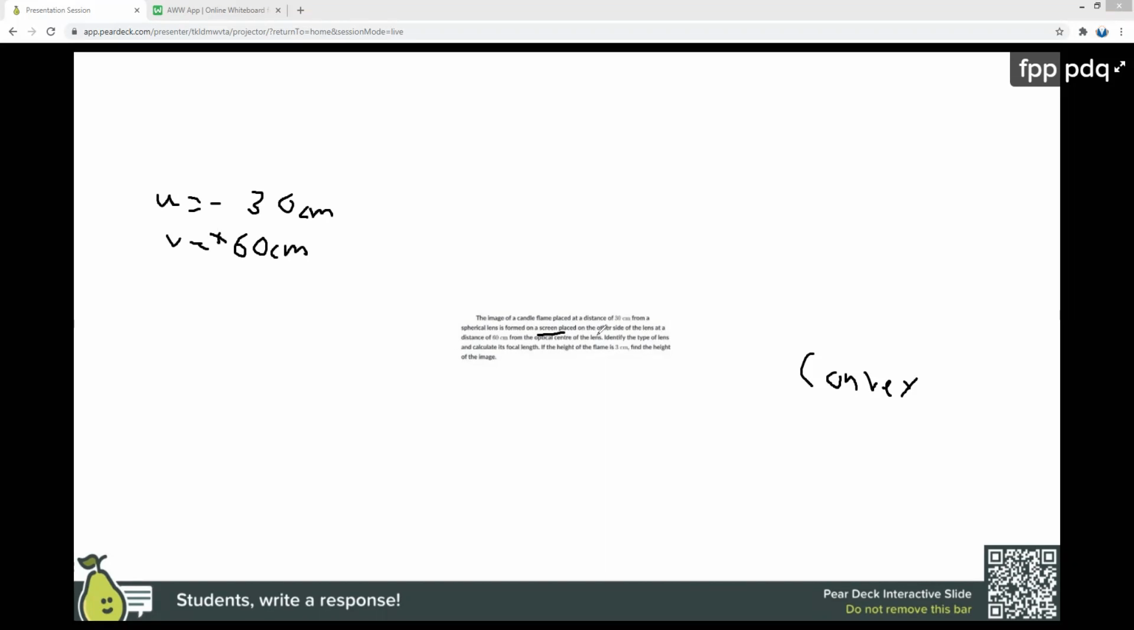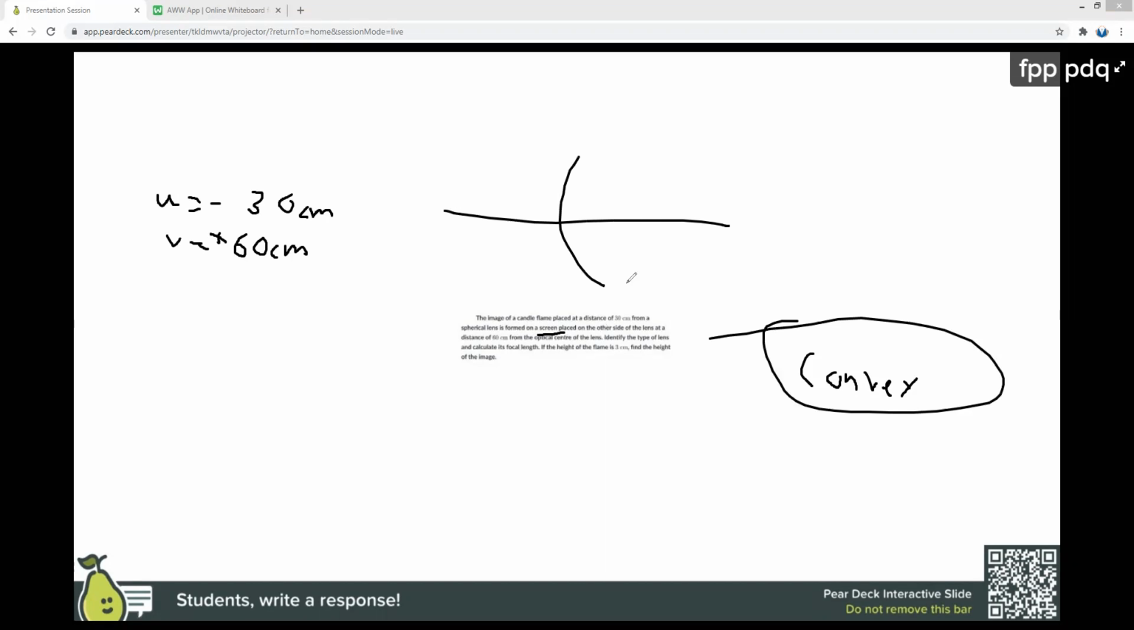I wrote plus because it's a convex lens. We remember that when it's a convex lens, the object is over here, the image is formed somewhere over here. And from the sign convention, we know that when the image is formed behind the mirror, I mean the lens, then it's positive. That's how we learned the sign convention. So this will be positive. But if it was a concave, then it will be negative. That's why you need to first know which lens you're doing things with. So you have to find the focal length first.